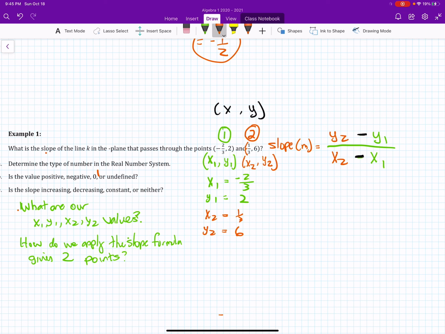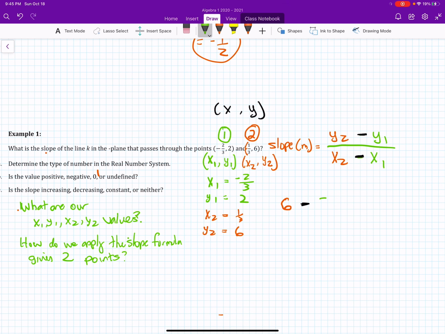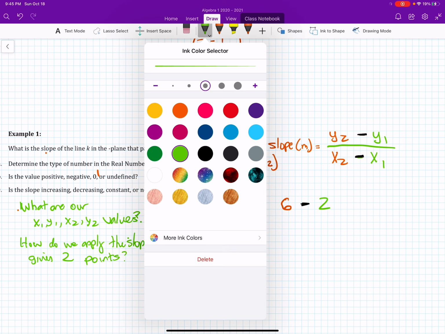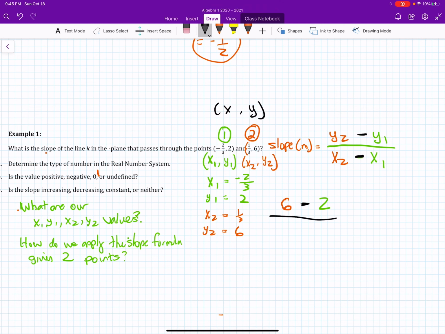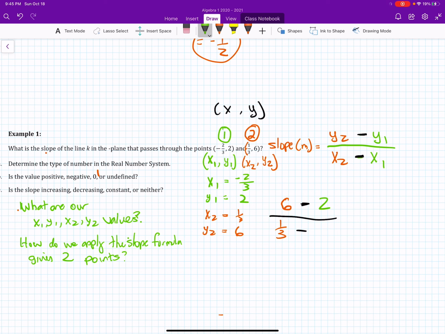y2 is 6. So it's 6 minus y1, which is 2. And then it's x2, which is 1/3, minus x1, which is -2/3.